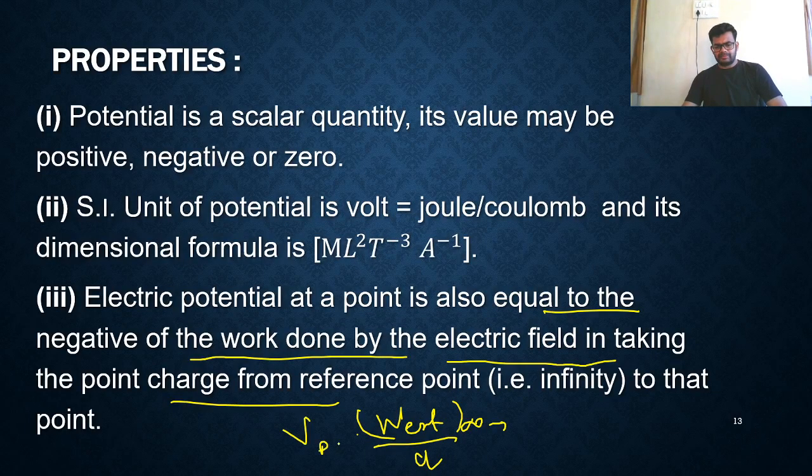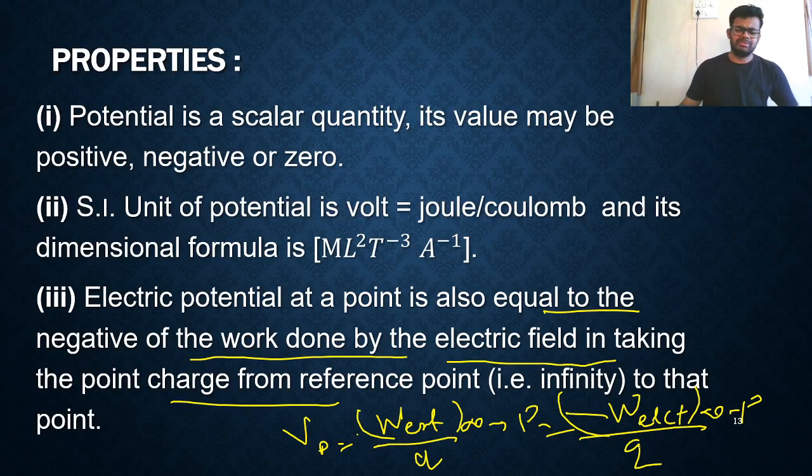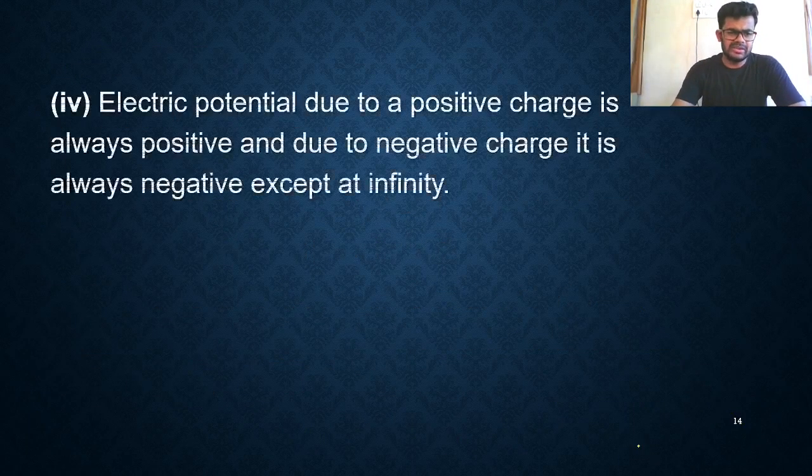And it can also be given by the negative of work done by electric force from infinity to P. That's the same thing, so we have already done it. Point number 4: electric potential due to a positive charge is always positive, due to a negative charge is always negative.